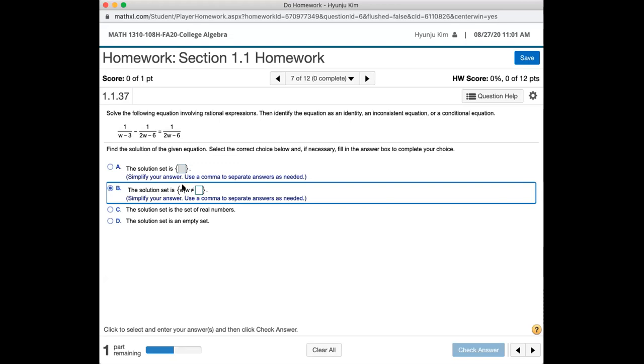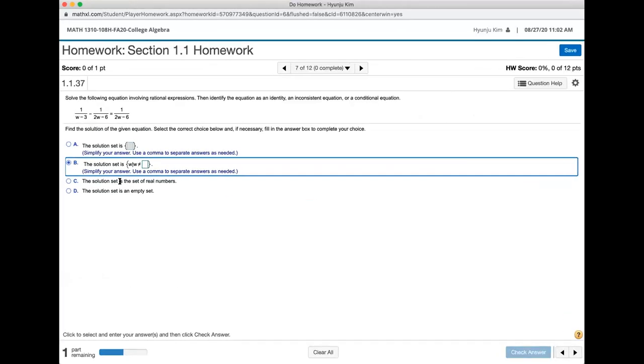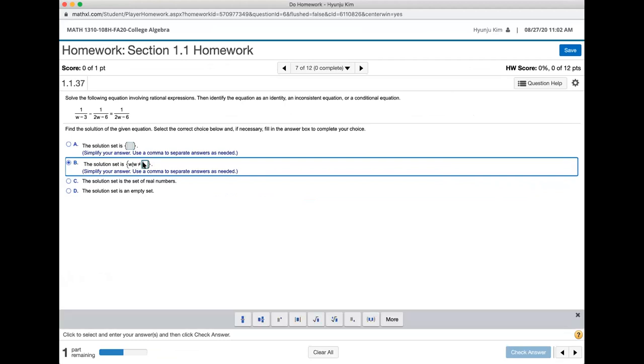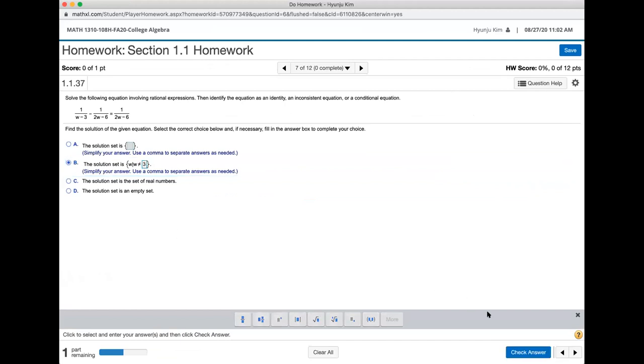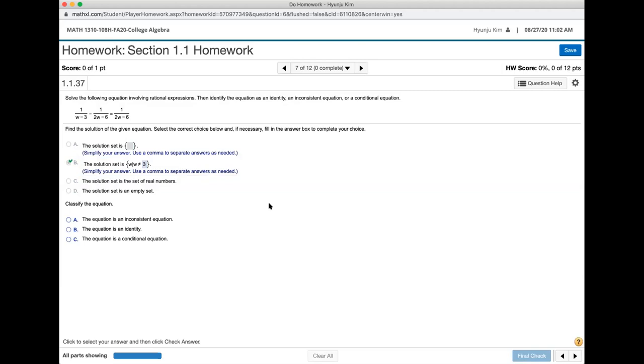You see that the vertical bar means "such that." So the set of all w's such that w is not equal to 3. Now that is one of the problems in the homework. Okay, so let's see one more problem.